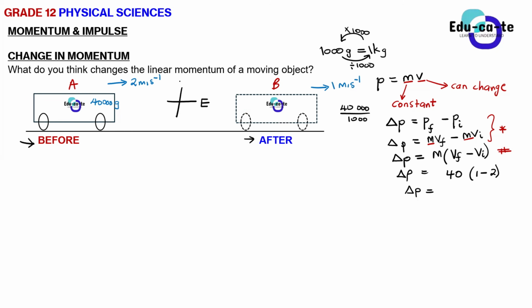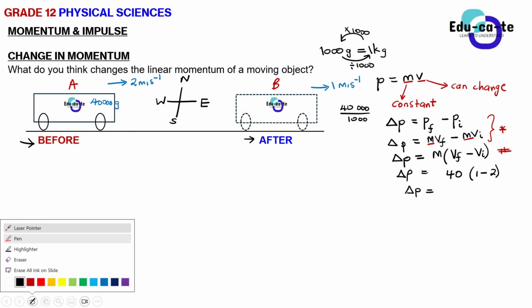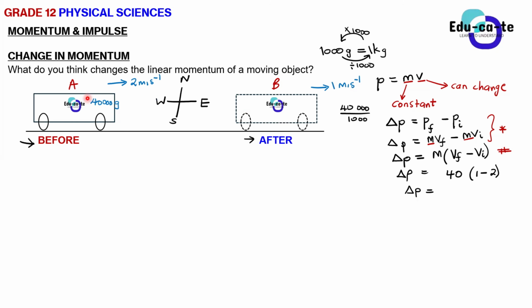Okay, east, north, south, and west. All right. Initially, where is the car going? Is it direction based? Going to the east. It's going to the east. Yes. And then finally, where is the car going? Still going to the east. It's still going to the east, but it's decelerating to the west.